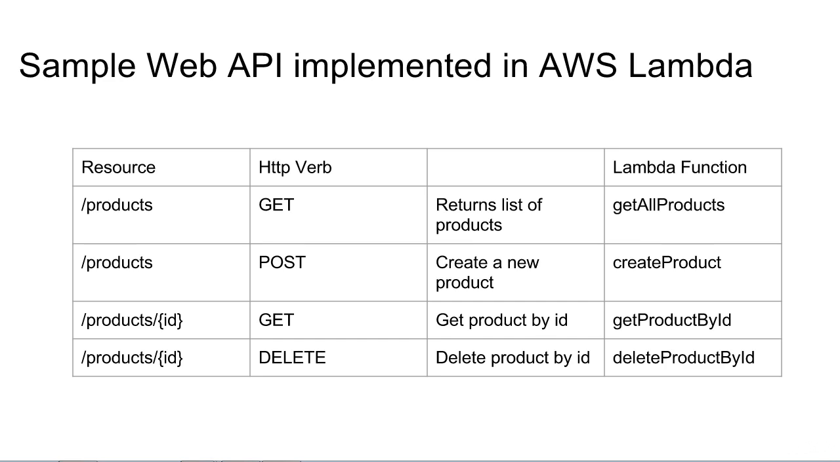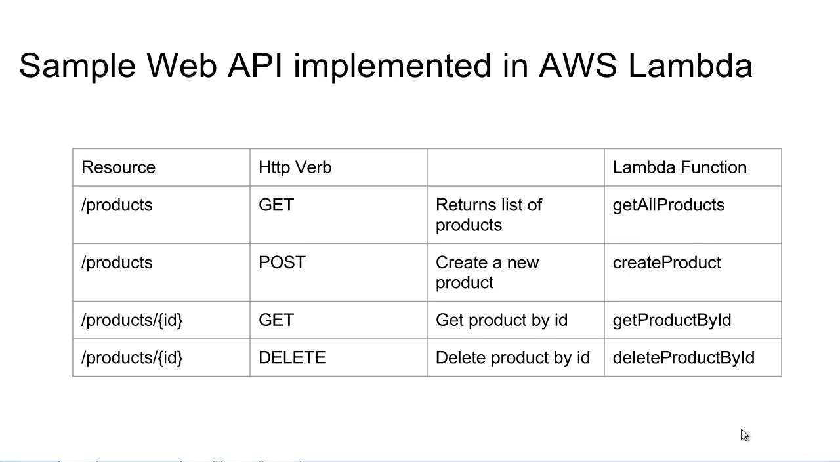And you can not only use Lambda as the backend, you can also use other services like your own server as a backend. So here is a sample web API implementation in AWS Lambda. So in the resource section, basically if you invoke /products, it will invoke the get all products function in AWS Lambda, and it will return a list of products.